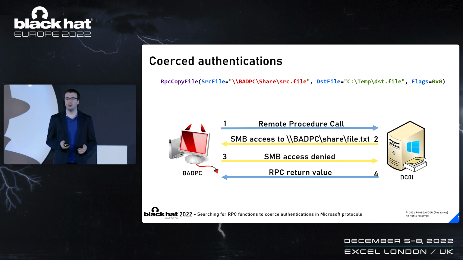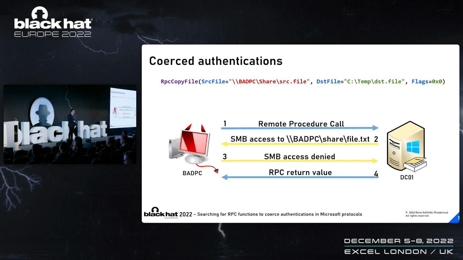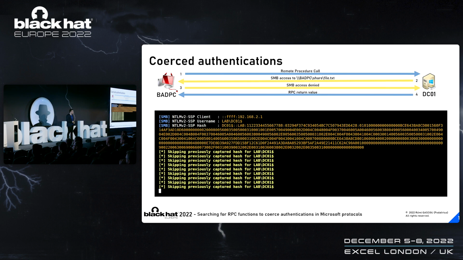And we can return whatever error code we want, such as access denied, invalid credentials, or whatever you need, because we do not need to actually give the file content to DC01. And finally, we'll get a return value. But in the meantime, we got the actual hash of an authentication from DC01.